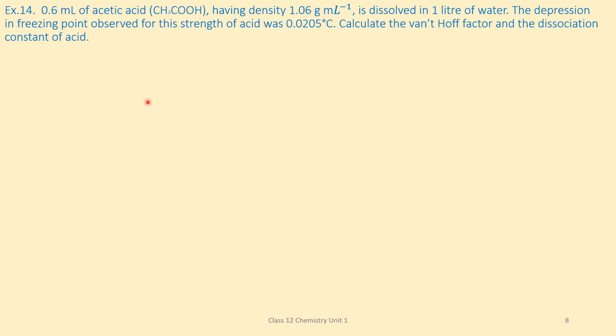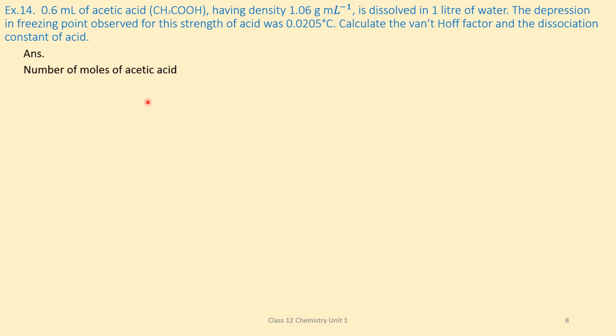0.6 ml of acetic acid, that is CH3COOH, having density of 1.06 grams per milliliter is dissolved in 1 liter of water. The depression in freezing point observed for this strength of acid was 0.0205 degrees centigrade. Calculate the Van 't Hoff factor and the dissociation constant of acid. Please read the question once again and note down the given values. Let us proceed with the answer.